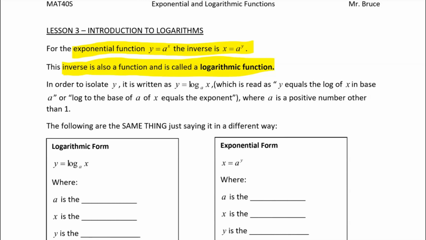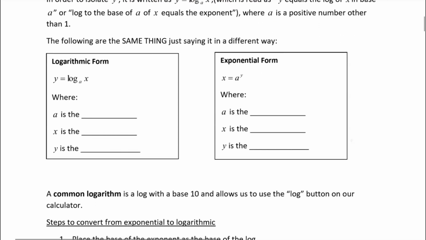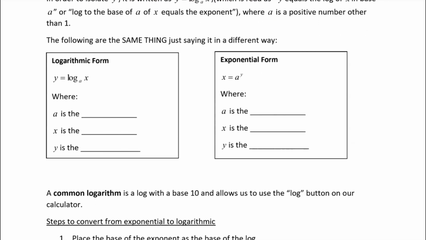So in order to isolate y, it is written as y is equal to log base a of x, which is read as log of x in base a, or log to the base of a of x equals the exponent, where a is a positive number other than 1. Okay, so the following is the same thing, just said in a different way. So we have the log base a of x, where a is your base, x is your argument, and y is your exponent.